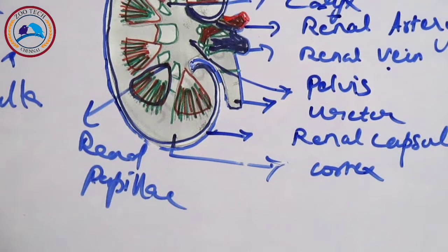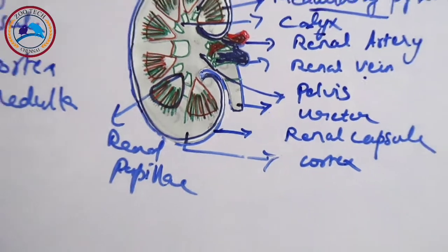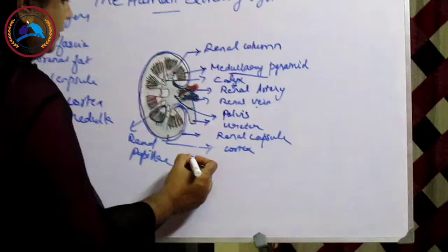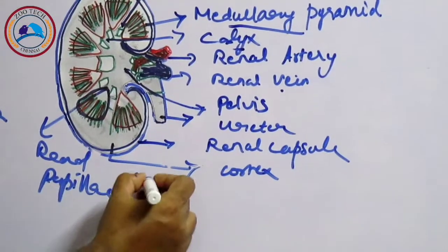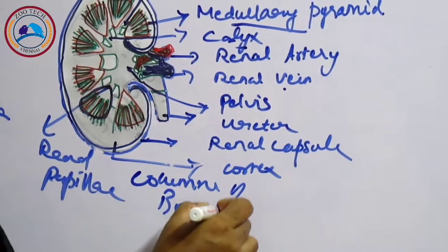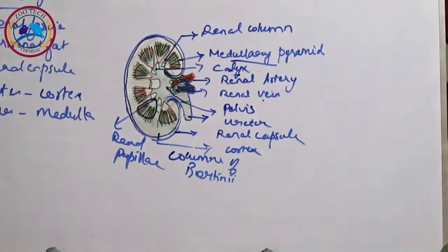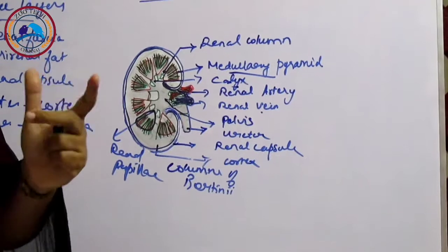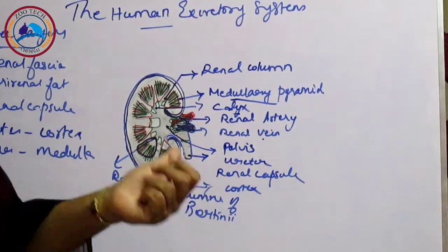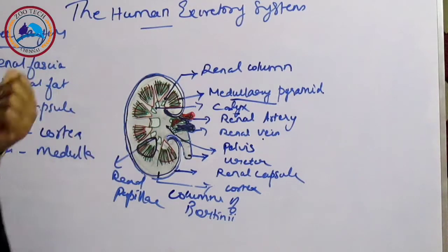The cortex spreads in between the medullary pyramids as the renal columns, called the columns of Bertini.